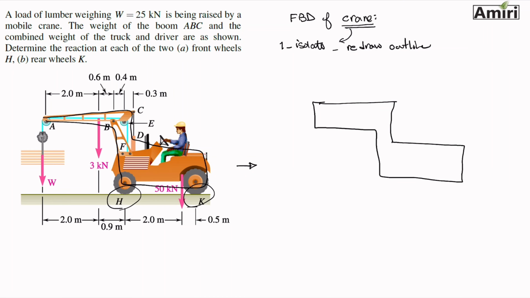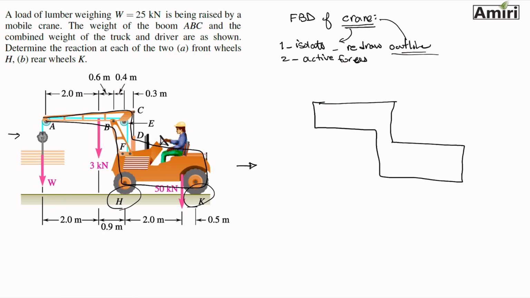I don't care what's going on inside the boom ABC, all those cables, all the pins, the steering wheel, seat, driver, none of that matters. I'm just drawing the outline of the crane and I'm isolating the crane, meaning removing everything extra that I don't need from it. Step 2 is to draw active forces and moments. Active forces and moments are the existing forces, the existing moments that are trying to disrupt the equilibrium, trying to mess up the equilibrium.